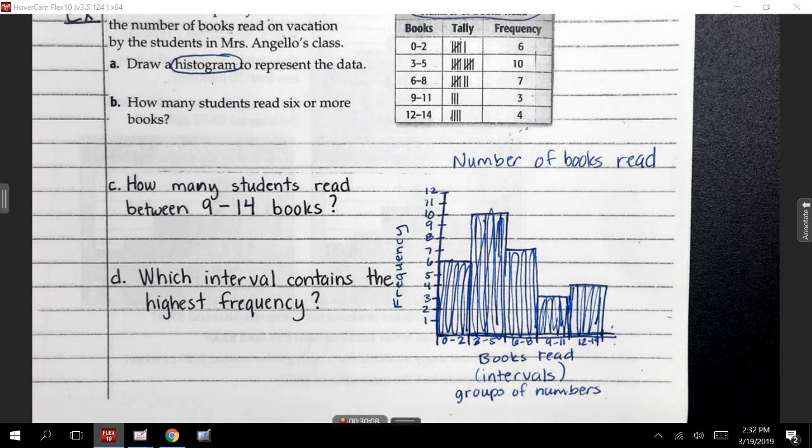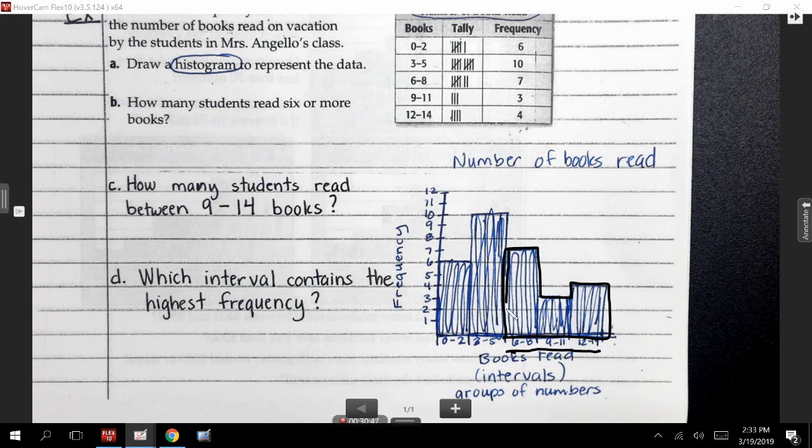The only time you have to make one is now. The main thing that's going to be asked on the test is not to make one, but to use one. So if you'll notice, B, C, and D are questions about that histogram. B says, how many students read 6 or more books? So if I look at this histogram, 6 to 8 is 6 or more, 9 to 11 is 6 or more, and 12 to 14 is 6 or more. So I'm not just talking about this one bar. I'm talking about all three of them. Do you see how this whole space right here is 6 or more?